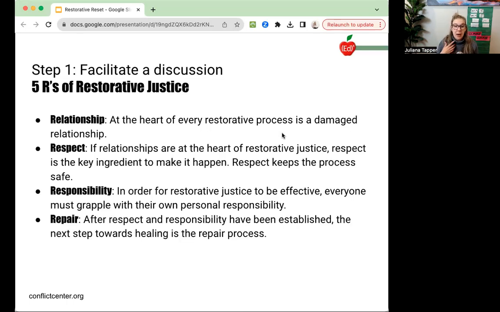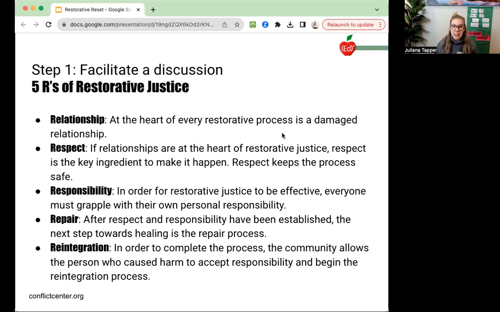Repair. After respect and responsibility have been established, the next step towards healing is to repair the process. And that's really where you need to facilitate the discussion that includes all of these 5 R's. And then reintegration. In order to complete the process, the community allows the person who caused harm to accept responsibility and begin the reintegration process. This is really more if you're having a one-on-one restorative justice conversation, but I think it still applies. This is the purpose of a restorative classroom reset, is to reintegrate with each other.